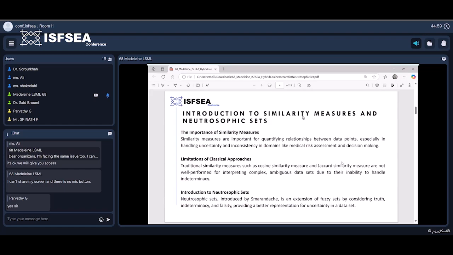So the introduction of Neutrosophic set by Professor Florentin is a standard fuzzy set, by considering the truth, indeterminacy, and falsity, providing a better representation for uncertainty in a data set.